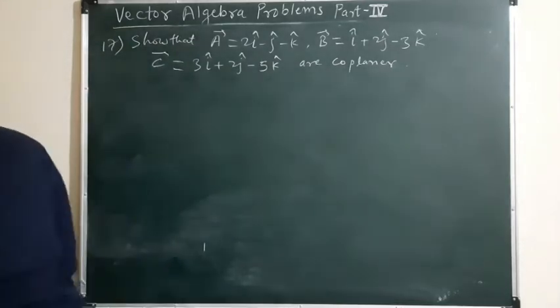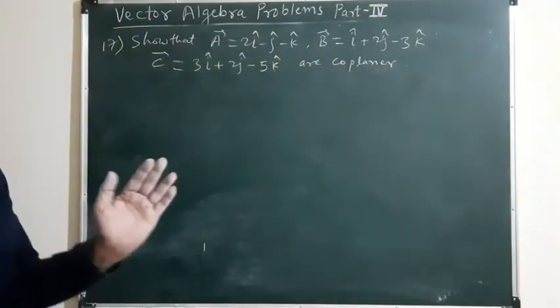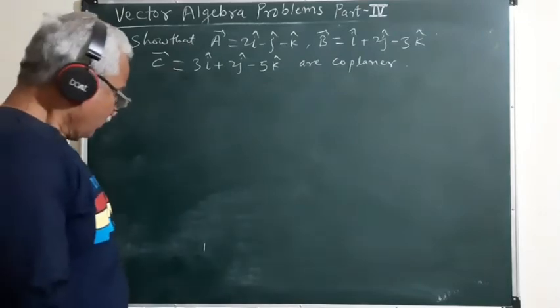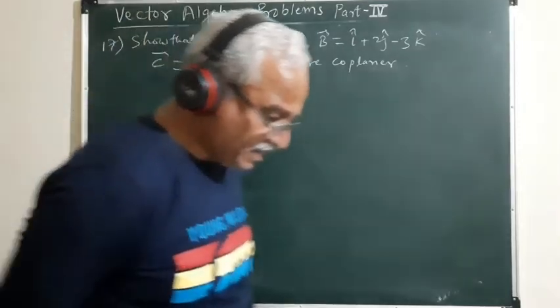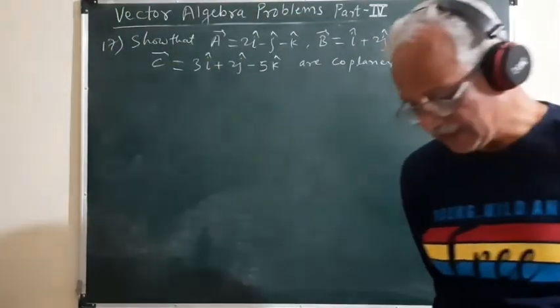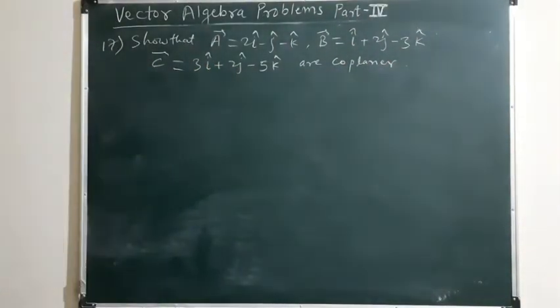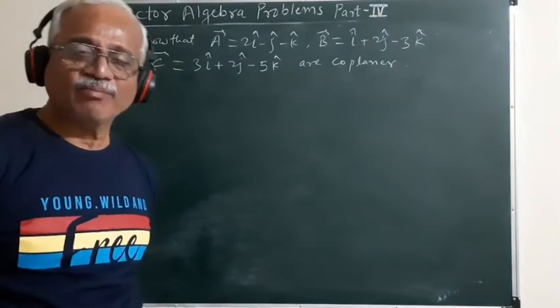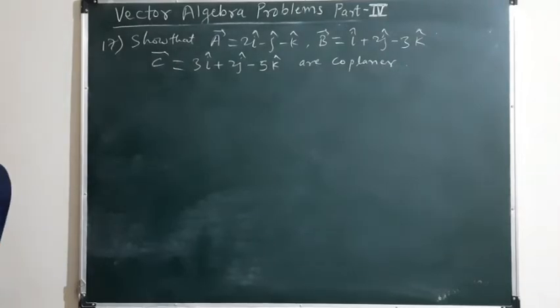We are asked to show that these three vectors A bar, B bar and C bar are coplanar. We have said, while discussing the geometrical interpretation of the scalar triple product, that the scalar triple product of the three vectors gives us the volume of a parallelepiped formed by the three vectors as the three adjacent edges.